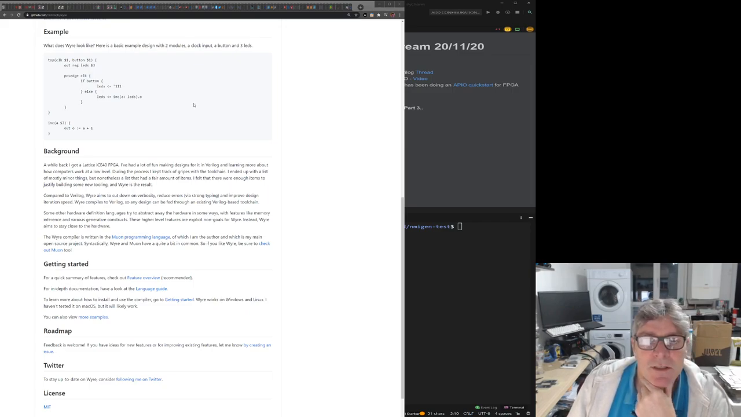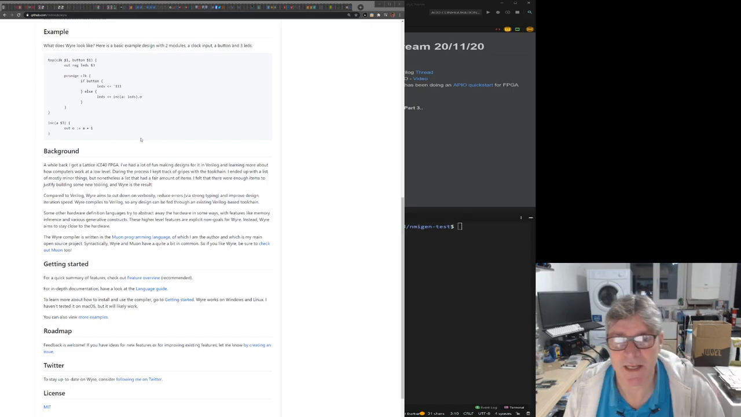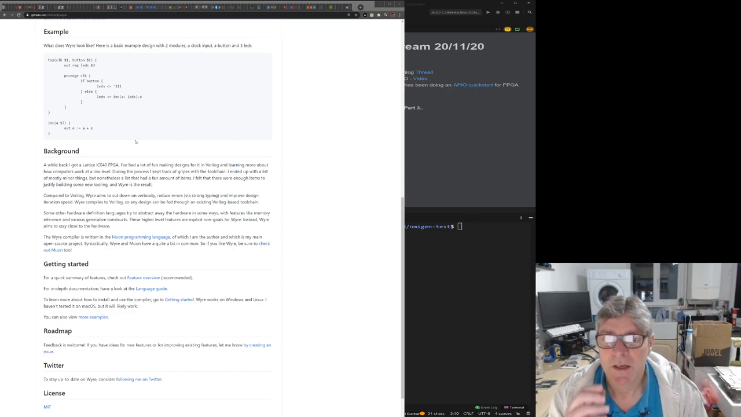So it very much uses a kind of C-like syntax. It's using brackets and things rather than begins and ends, etc. But it is quite an interesting looking language that can be compiled to HDL. It actually outputs Verilog, as far as I'm aware.